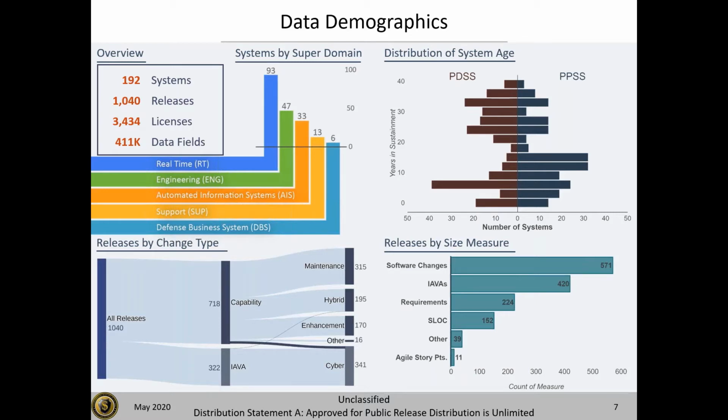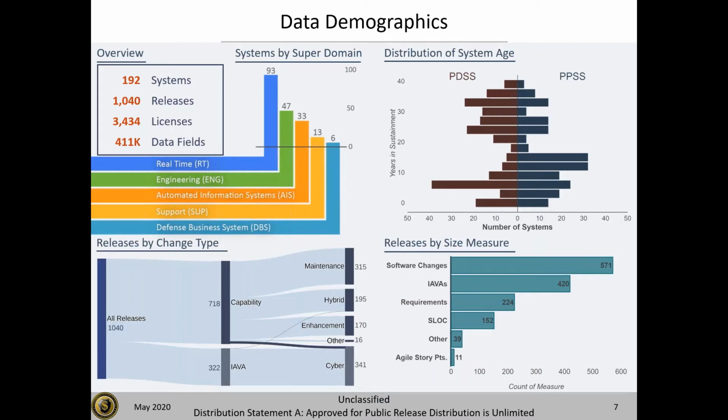On the bottom left, the releases by change type. You can see there's over 1,000 releases. They're split between the capability releases on the top are split between maintenance and enhancement. So maintenance is the bug fixing, enhancements are new functionality. And then there's a set of hybrid ones which have a significant amount of both of those. And then there's the cyber releases, which are fixing the security issues.